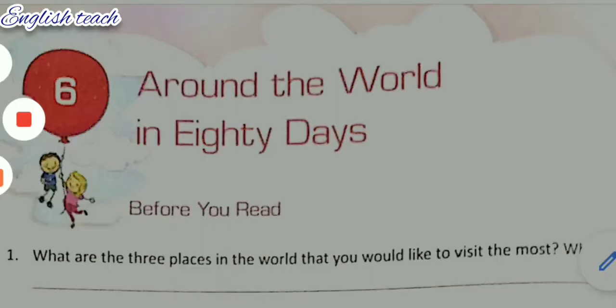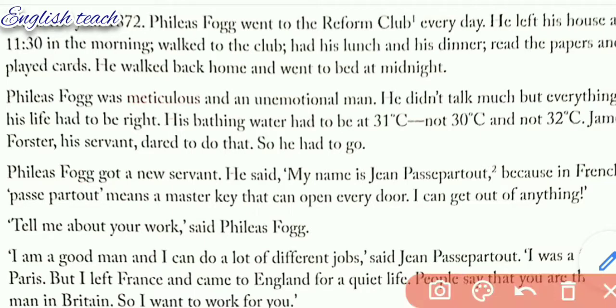Around the World. In the year 1872, Phileas Fogg went to the Reform Club. The Reform Club was one of the clubs in England, and he goes to this club every day. He left his home at 11:30 in the morning and walked to the club. He had lunch and dinner, read the newspapers, and played cards. He walked back home and went to bed at midnight.